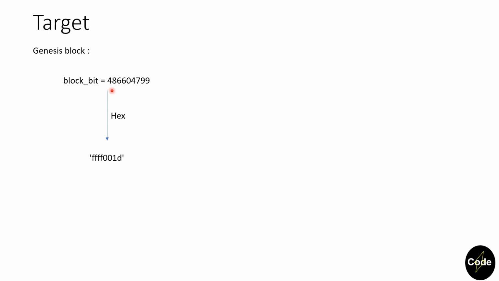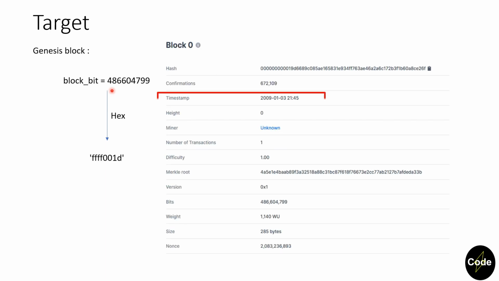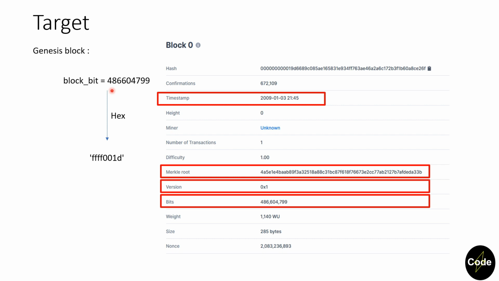The next info is about the target. So the target is represented in the block bits information. So this is an integer. We convert that to hexadecimal, little endian. So in summary, we use timestamp, Merkle root, version, bits, and previous block hash is also should be used. But for the Genesis block, the previous hash is zeros.